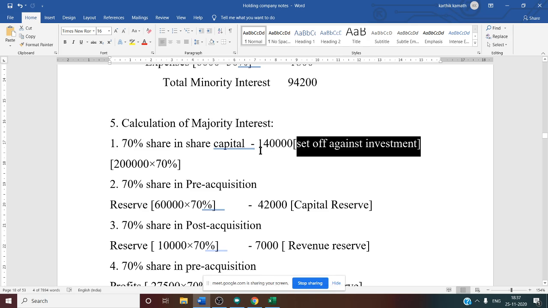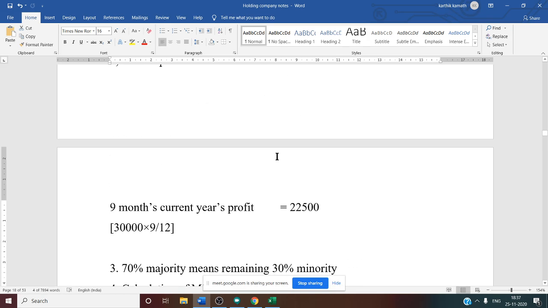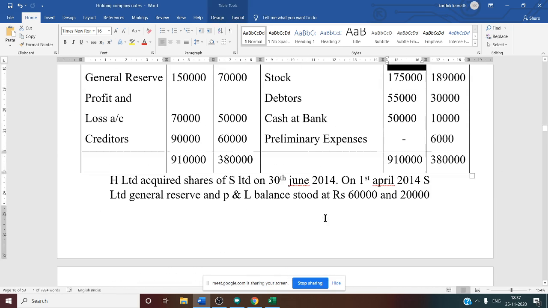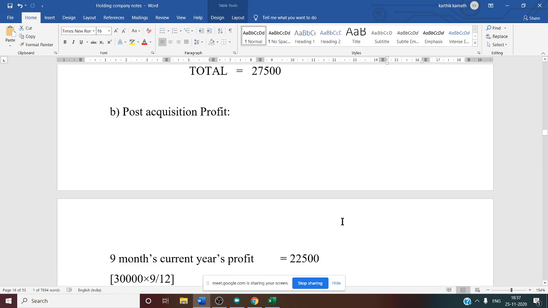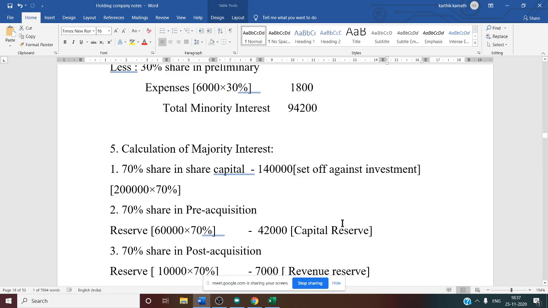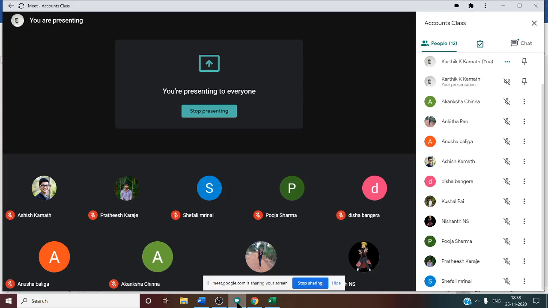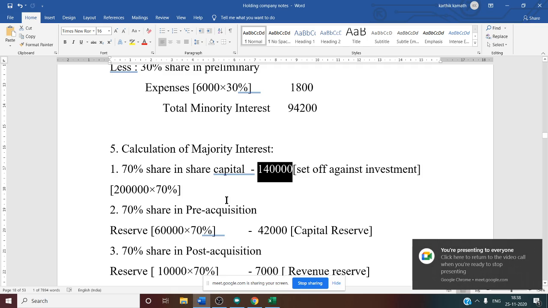So you know the cost of investment. Let us check what is given in the question. What is our cost of investment? That is 70% share in S Limited is 2,60,000. So 2,60,000 is the cost of investment. So one thing is clear, here the holding company is paying more. How can you say that? By seeing this, the paid up value is very less, that means the actual balance available in the subsidiary company. But the holding company is paying 1,20,000 more. They are paying 2,60,000. So there is a goodwill. So this amount you have to set off against investment.